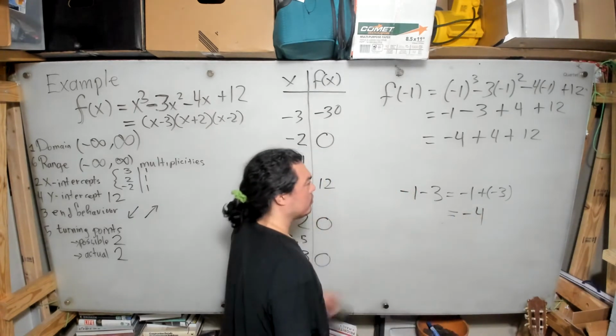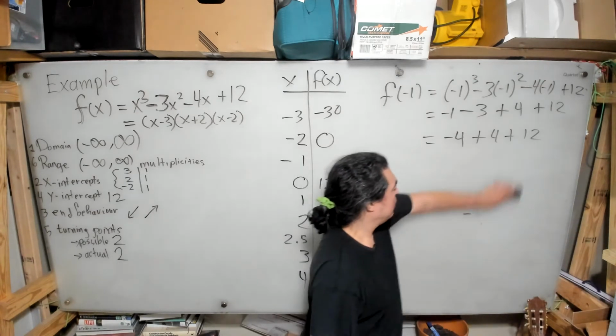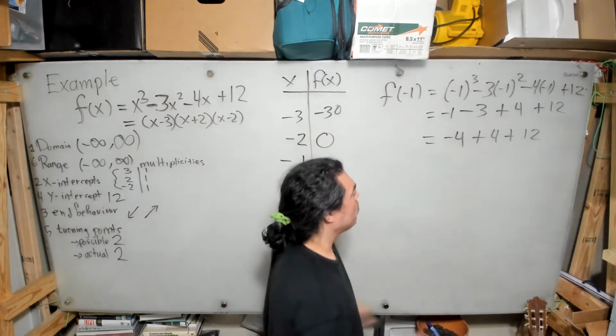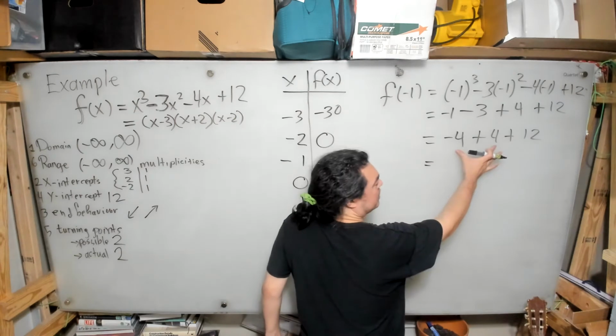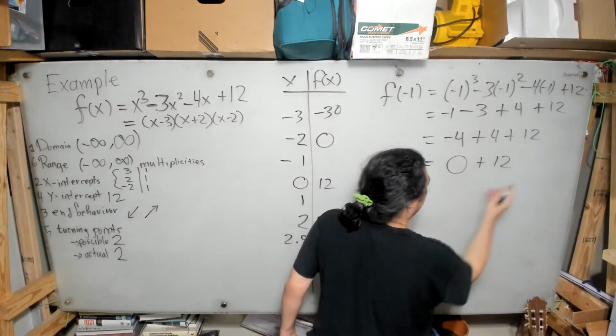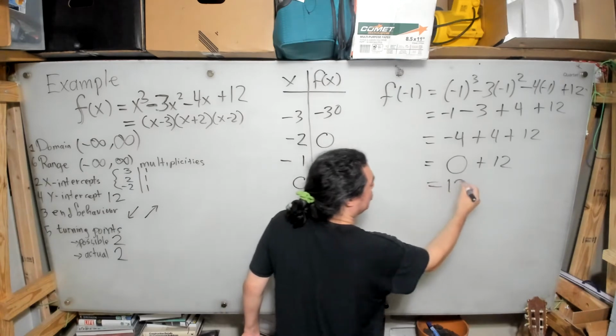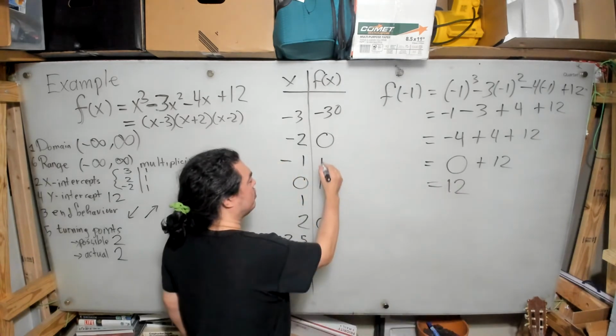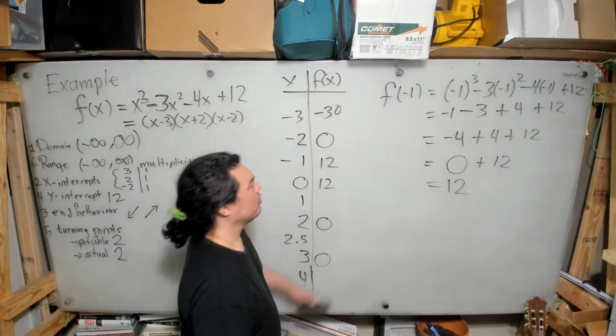Now here, I have negative 4 plus 4. This is going to combine, and it's going to give me 0. And then I bring down my plus 12. And then what's 0 plus 12? That's just 12, like this. So that's what goes here.